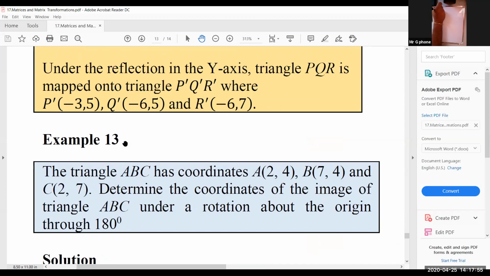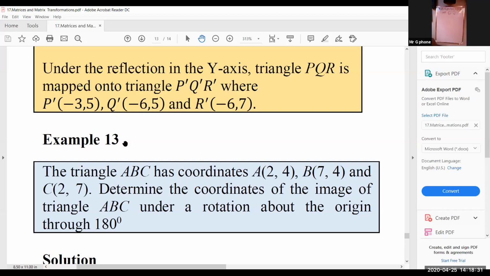So I want you all to take note of what A is. A is 2, 4. B is 7, 4. C is 2, 7. And it's a rotation through 180. So that was the 7th one. So the matrix that we will be using is negative 1, 0, 0, negative 1.